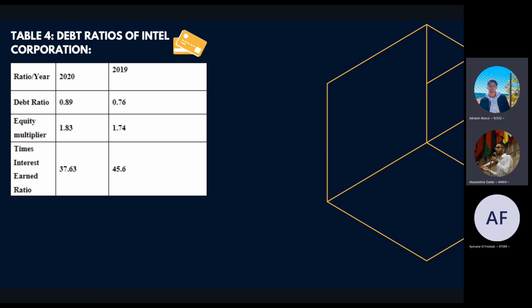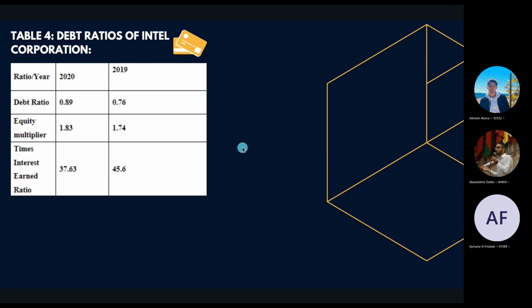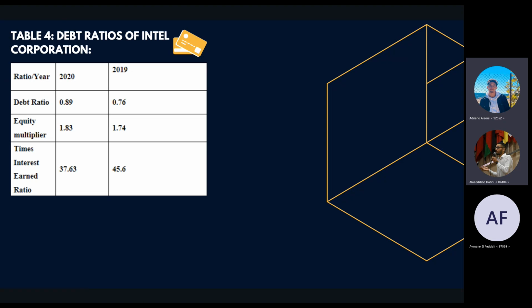Moving forward, the times interest earned ratio decreased by 16% because the interest expense increased by 23%, and the EBIT increased by 7%. Also, we can see that the equity multiplier increased by 5%. We can see that the equity multiplier increased by 5% because the average total assets outweighed the average stockholders' equity by 5%.